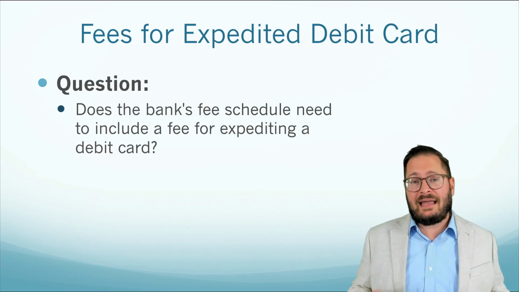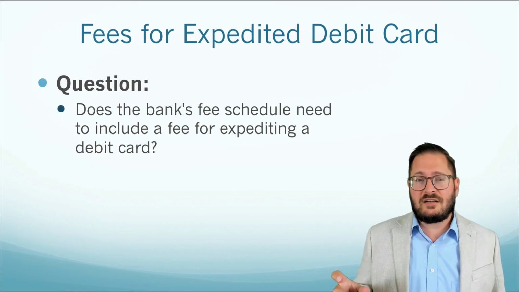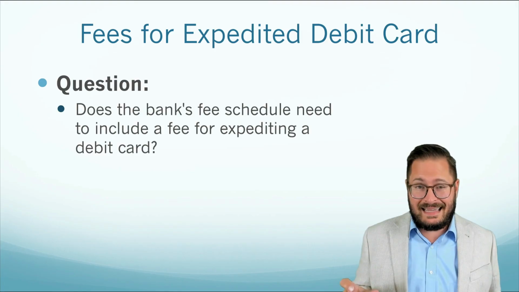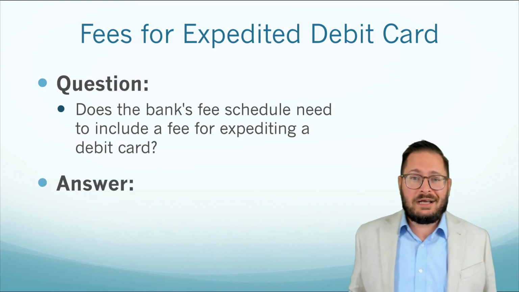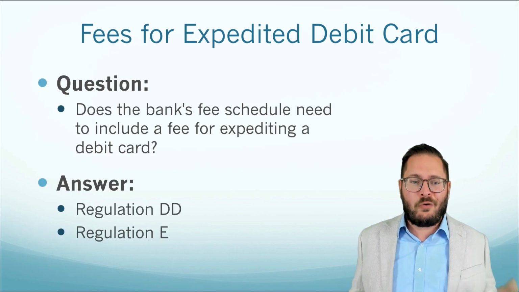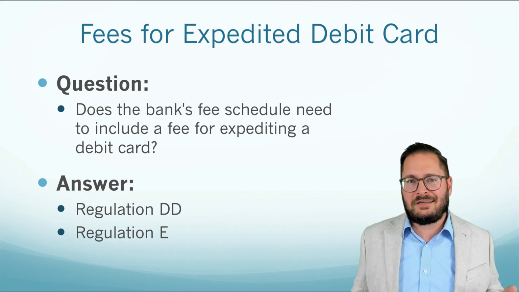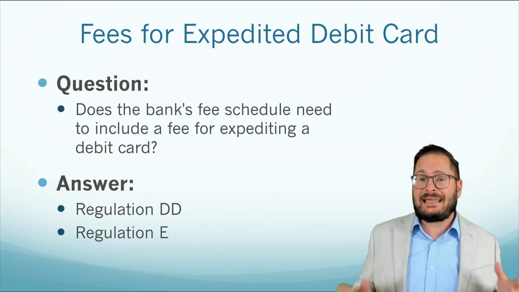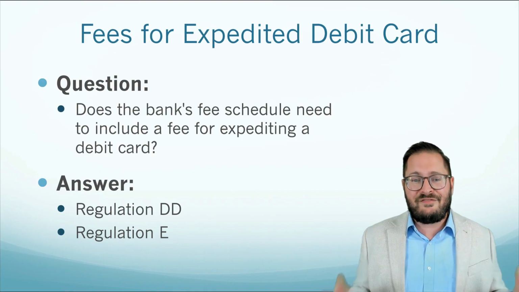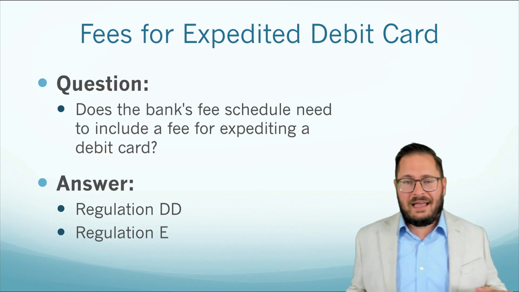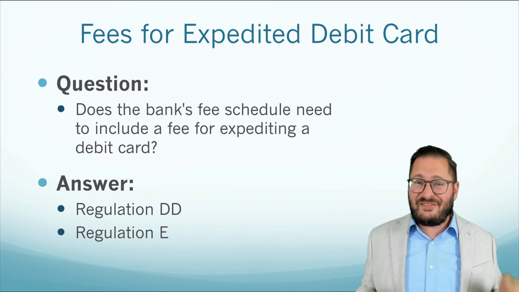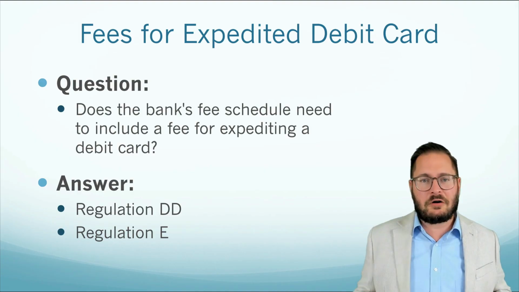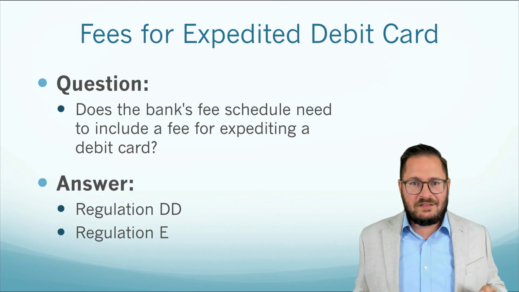Now, the bank specifically had a separate fee schedule that they were using to comply with the requirements of Regulation DD and Regulation E. So they had a separate fee schedule. Now, the answer to our question, I kind of gave it away here, is going to come from, of course, Regulation DD and Regulation E. So does the bank's fee schedule, or better, Reg DD or Reg E disclosures, need to include a fee for expediting a debit card? And so this is something that would not be required for every customer. It's only when a customer specifically requests to expedite the card and they agree to pay the fee. So let's take a look at our answer.